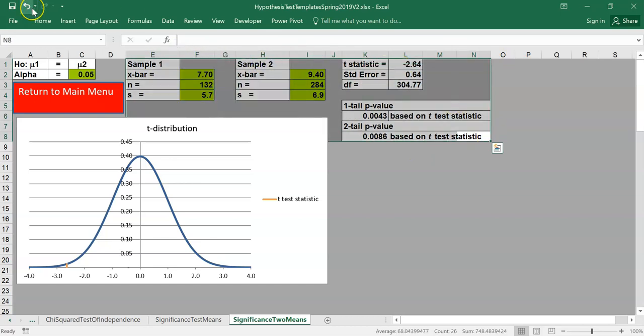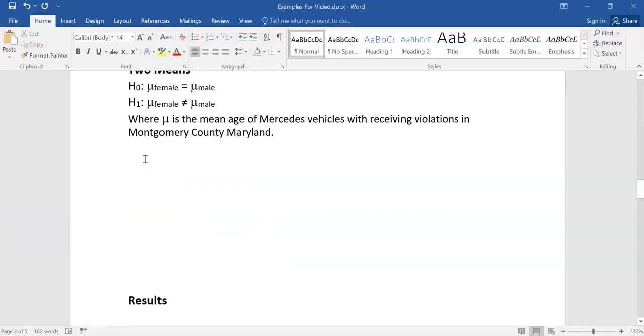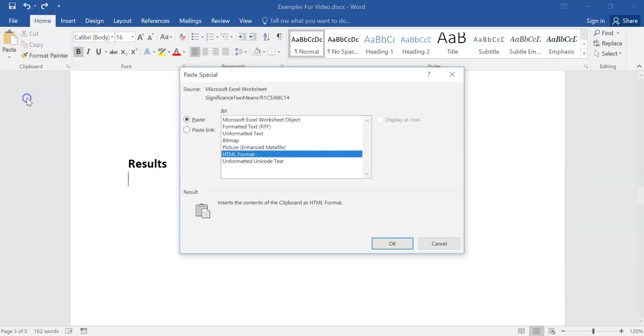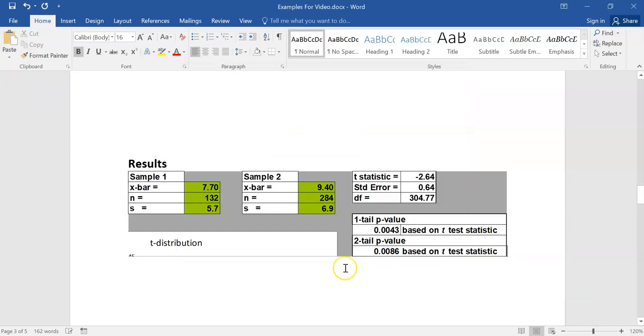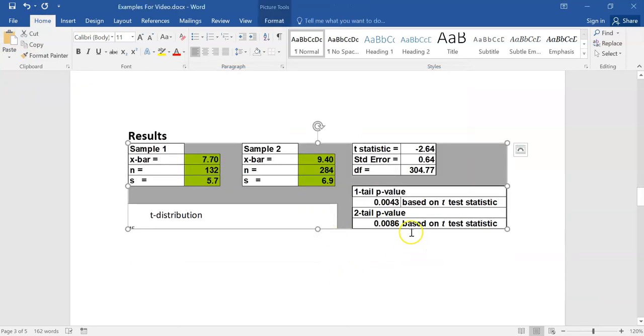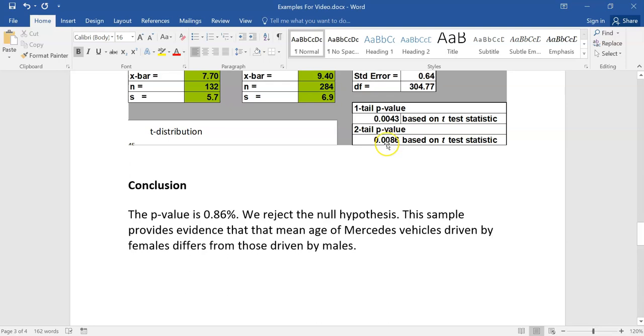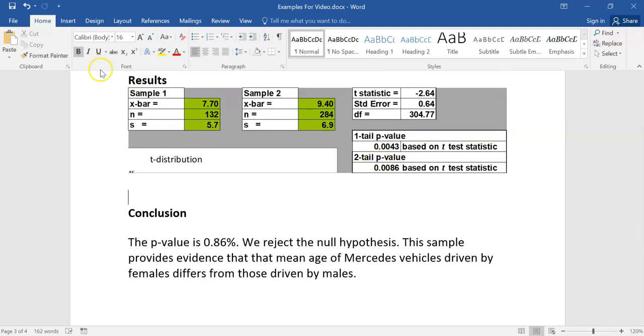I'm going to, again, just because I can, copy it this way, rather than try to just type that information over into here. So I'm going to paste special, paste as an enhanced metafile. There we go. And my conclusion, this p-value, and it's the two-tailed one again, is quite a bit smaller than a 5% alpha. So with a p-value of 0.86%, less than 1%, we reject the null hypothesis. The sample provides evidence that the mean age of Mercedes vehicles driven by females differs from those driven by males.